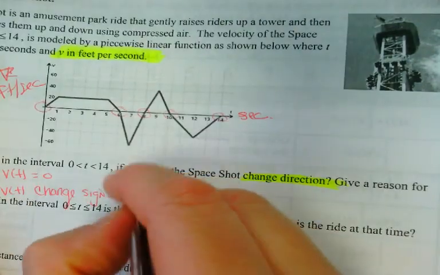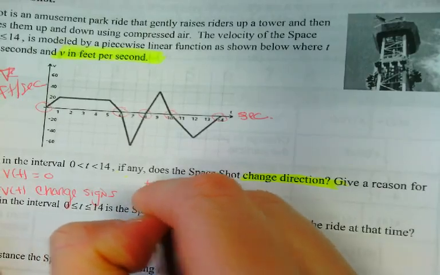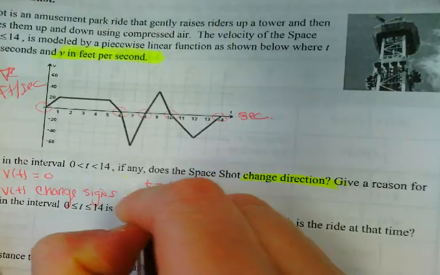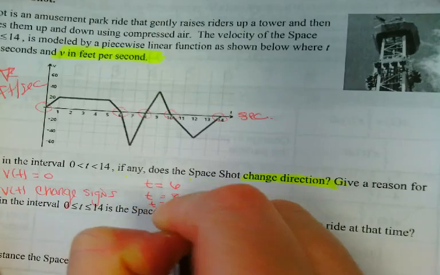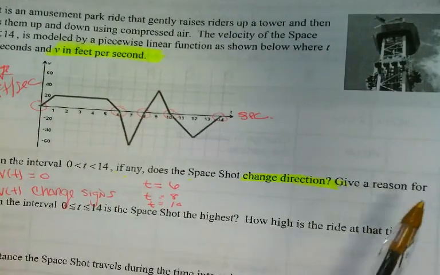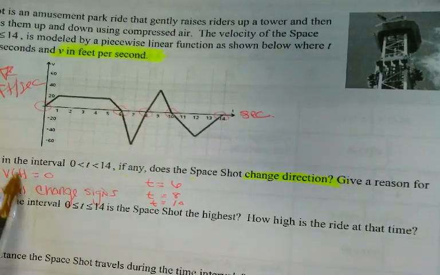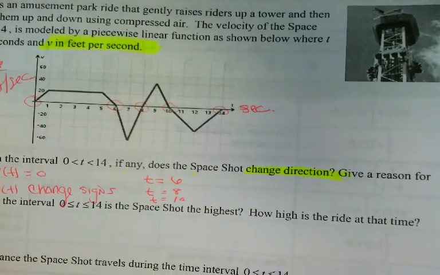3. T equals 6, 8, and 10. Easy peasy. Okay, and it says give a reason for your answer. You've got it. You're going to do that first. Give the reason and then go find it.